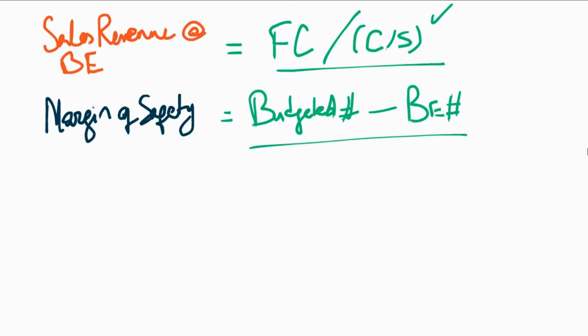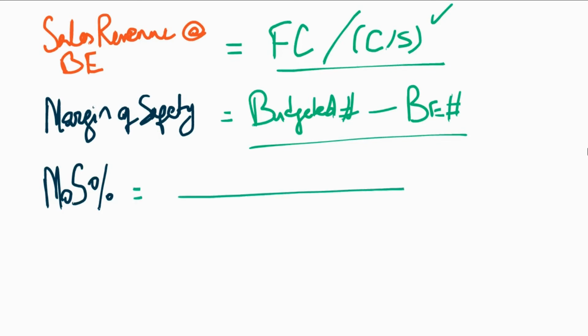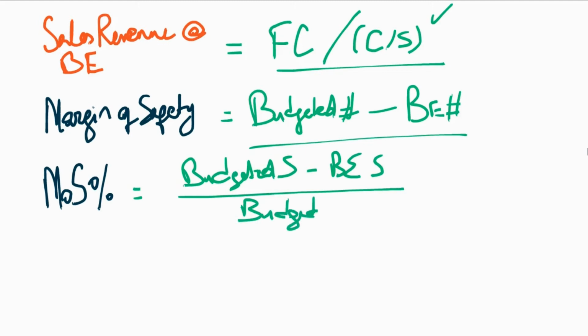The next thing that I will cover is margin of safety in terms of percentage. So margin of safety percentage is my budgeted sales minus break-even sales, divided again by the budgeted sales. And multiply, of course, by 100% because the result is going to be in percentage.